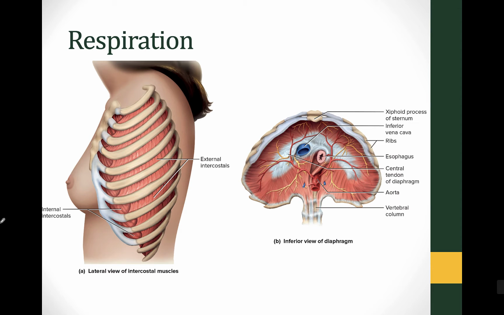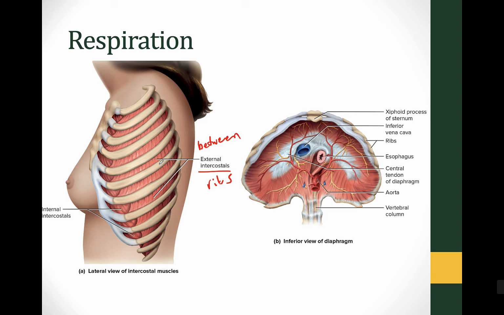This section is going to look at some of the muscles in the thorax and abdomen. So we have the muscles associated with the lungs and ribs for respiration. The intercostals, so inter means between, and costal is talking about the ribs. So the intercostals are actually between the ribs.